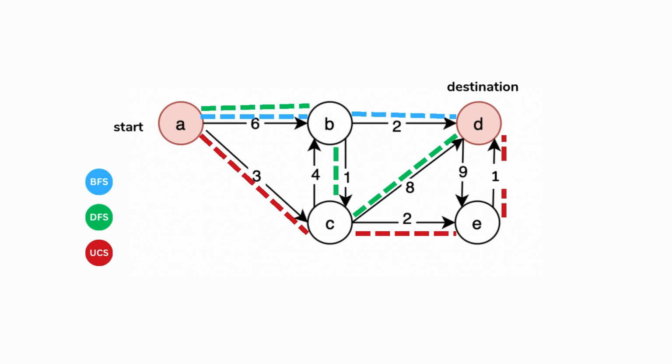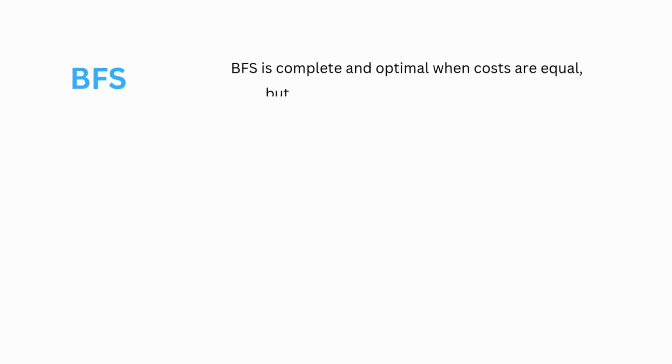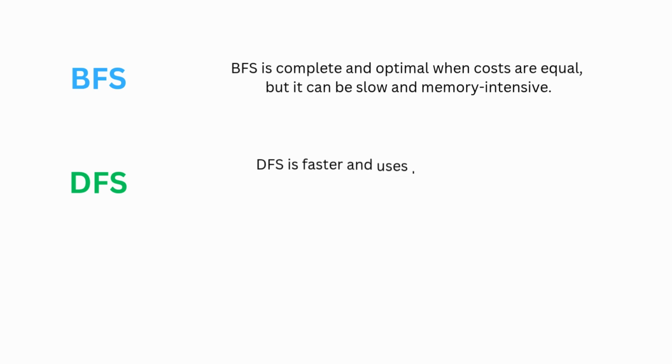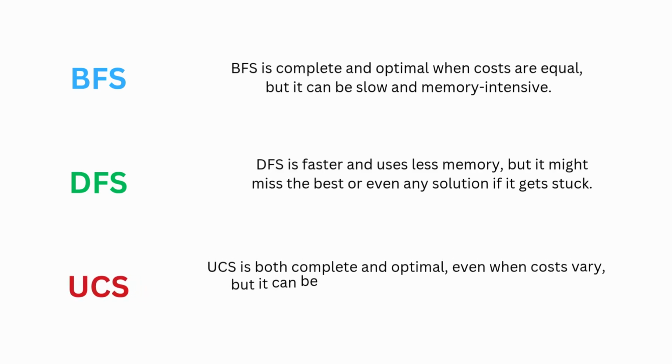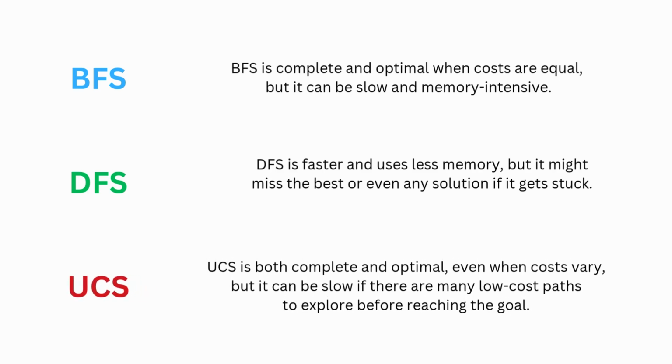All of these uninformed search methods are guaranteed to find a solution if one exists, but they differ in efficiency. BFS is complete and optimal when costs are equal, but it can be slow and memory-intensive. DFS is faster and uses less memory, but it might miss the best or even any solution if it gets stuck. UCS is both complete and optimal, even when costs vary, but it can be slow if there are many low-cost paths to explore before reaching the goal.